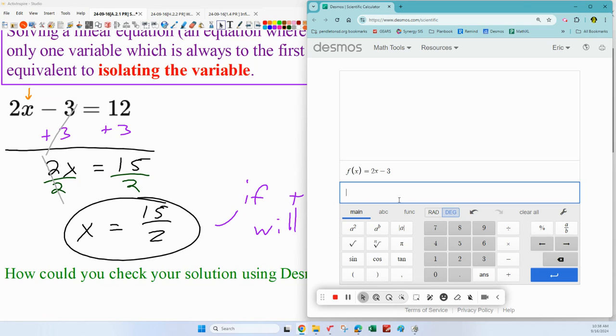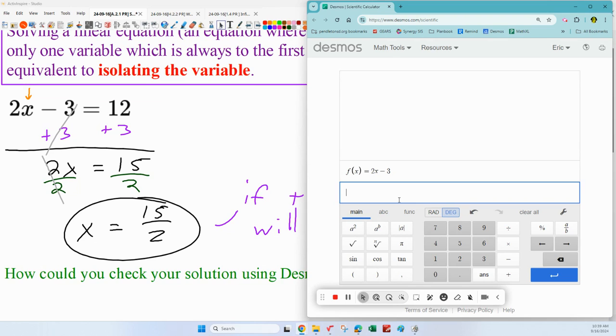How could I plug our answer, 15 halves, into the left side then? See if you remember this from previous years. How could I figure out what I get on the left side when I plug that in using function notation? What's my way with function notation of plugging a number in for x? Remember? That's it, right? We're just going to trade the x for the number that we're plugging in.